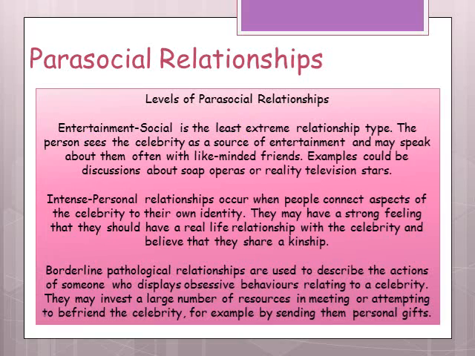Now, there are 3 levels of parasocial relationships. You need to be aware of the levels because it's mentioned specifically on the specification. We have entertainment social, which is the least extreme relationship type. The person sees the celebrity as a source of entertainment and may speak about them often with like-minded friends. Examples could be discussion about soap operas or reality TV stars.